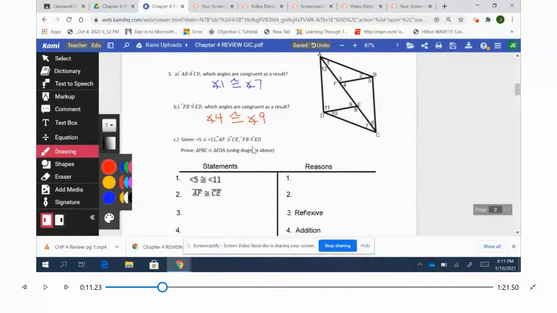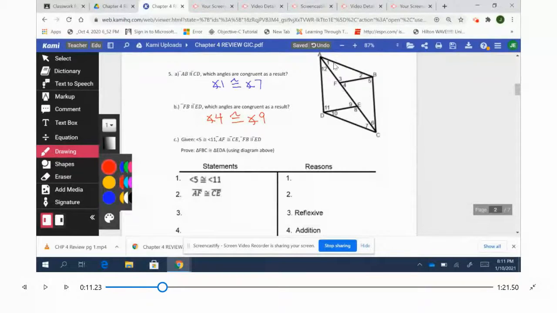So let's focus just on what's given for this proof. 5 is congruent to 11. That gives us one pair of corresponding angles congruent. That's an A. All right, AF congruent to EC. That's not quite a full side. We need all of AE the same as all of CF.